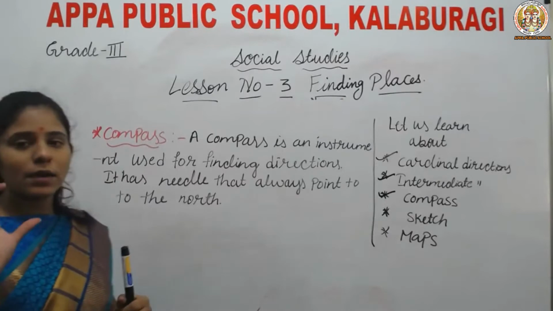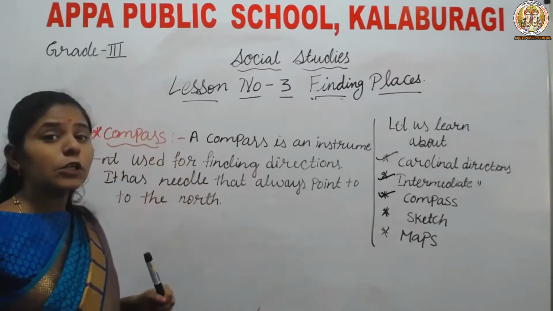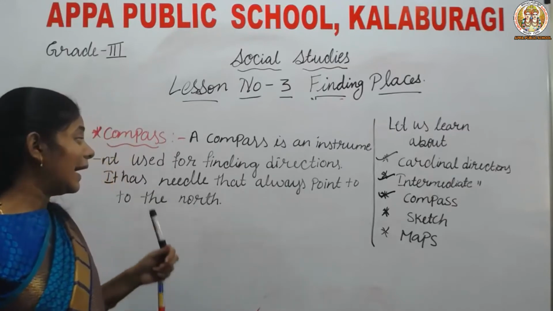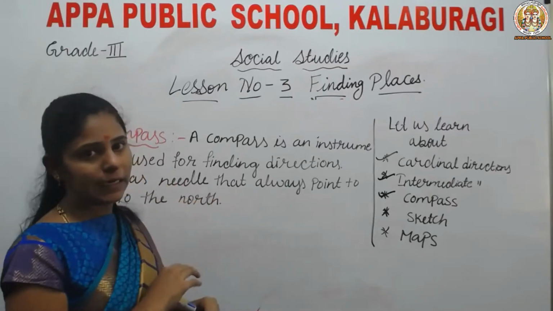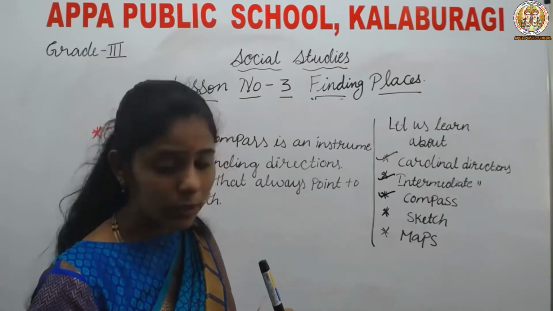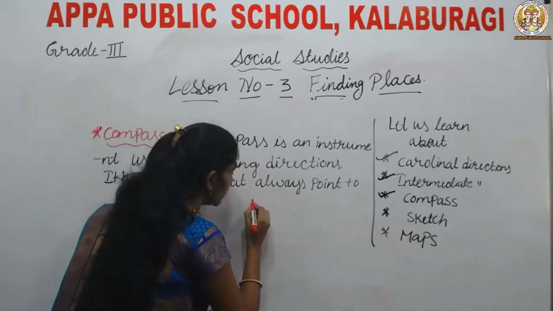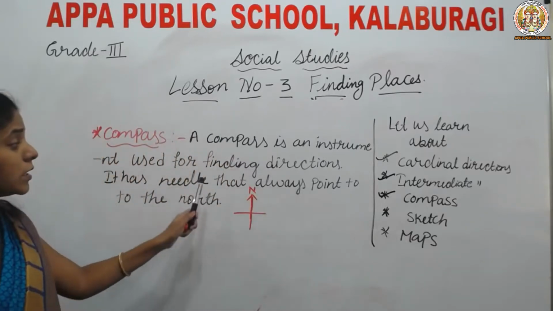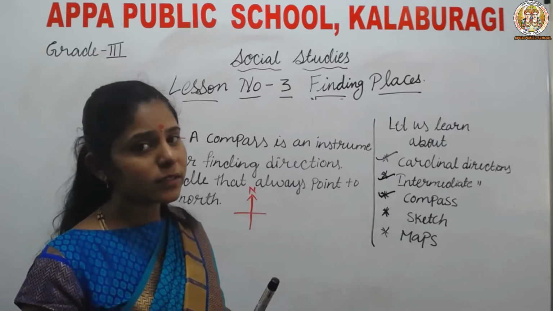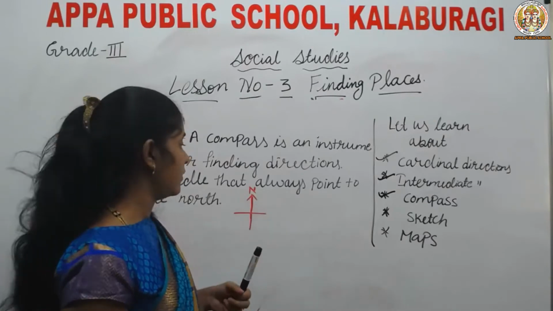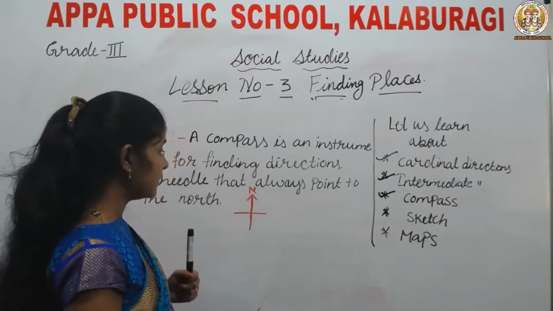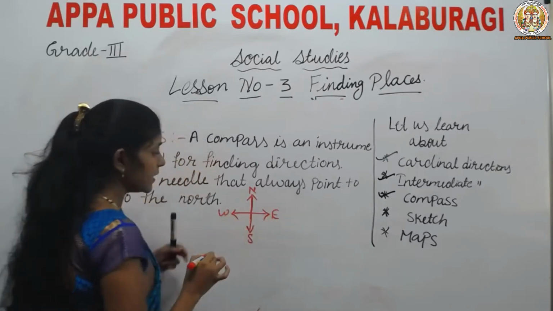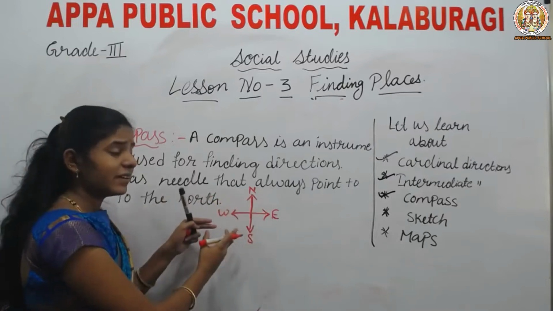What do you mean by compass? A compass is an instrument used for finding direction. And a compass has a needle that always points to the north. If you know one direction, we can easily find other directions: north, south, east and west.